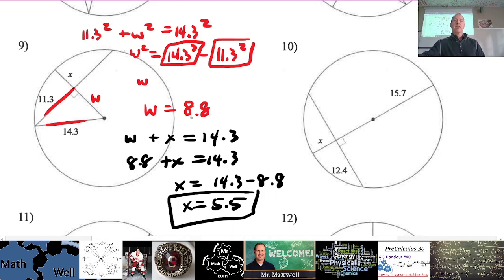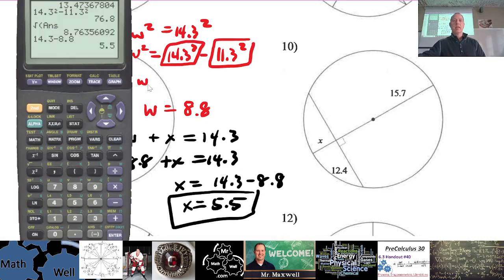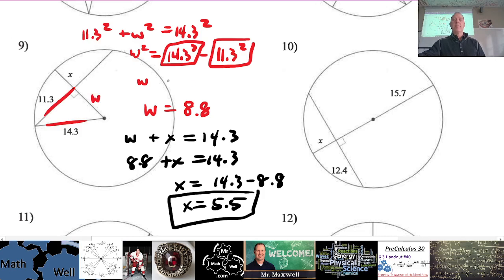I would always suggest that this 8.8, let's see if we can see it. What was it? 8.7635 and so on. So if we use that number both here and over here, let's see if that changes things. 8.7635. And what do you end up getting here then? 5. Do you? Okay, let's just see.